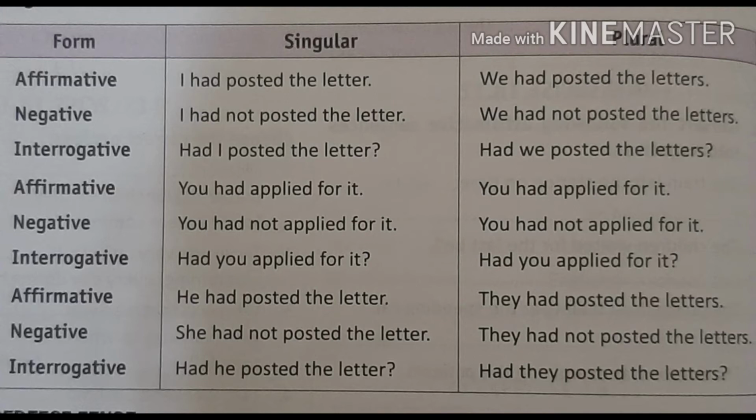Examples of past perfect tense are: in an affirmative sentence, I had posted the letter, and in plural, we had posted the letters. In negative, I had not posted the letter. In interrogative, had I posted the letter? Now you can read all the examples of singular and plural, affirmative, negative, and interrogative.